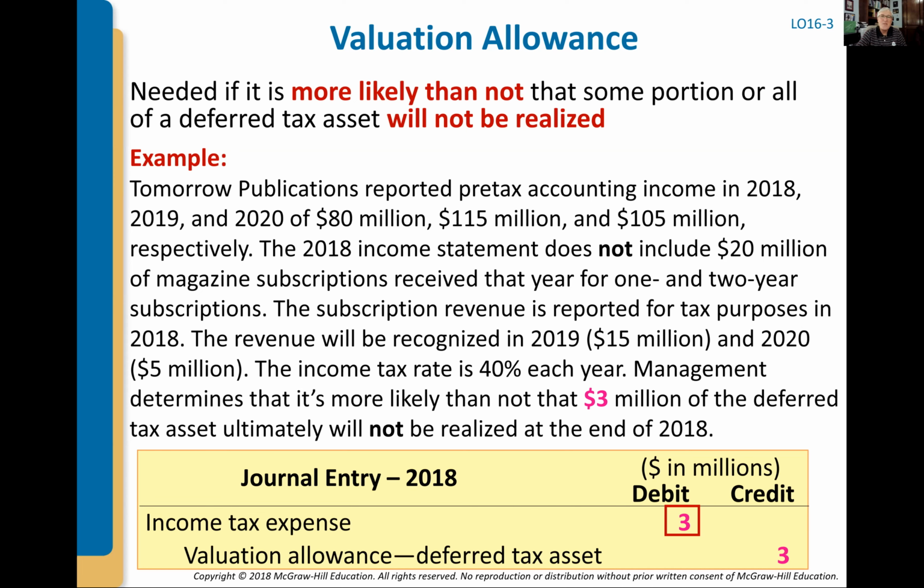And so we've got to create a valuation allowance if it's more likely than not that some portion of a deferred tax asset will not be realized. And so we're going to record a valuation allowance. A valuation allowance is a contra asset account. So it's a reduction of that deferred tax asset. And you have to look at every tax jurisdiction separately to calculate this.